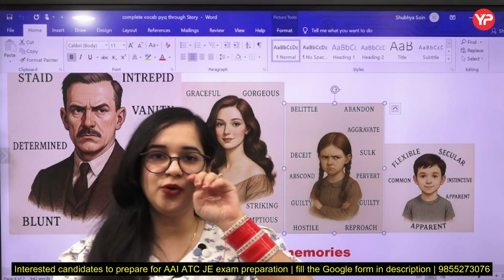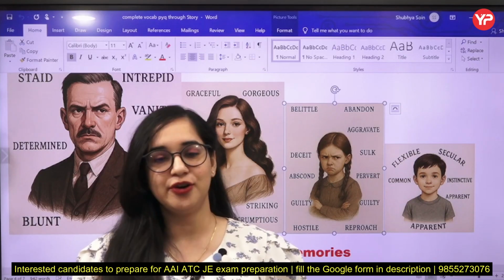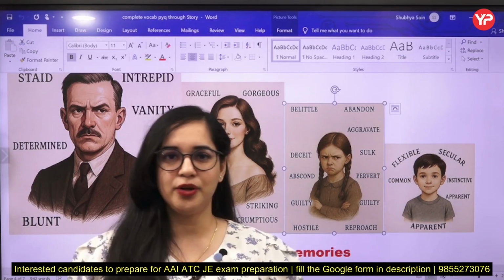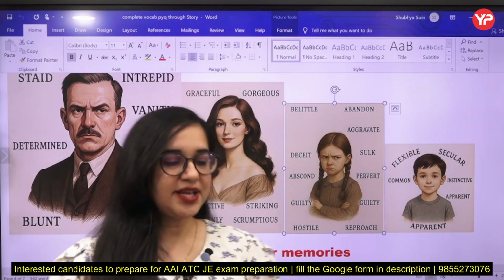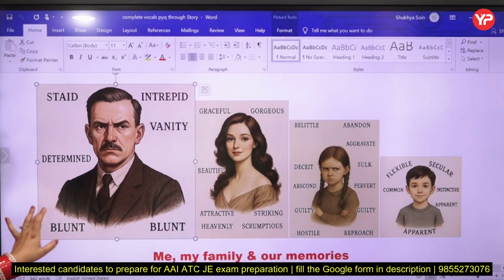And the last is you, being a person who is very flexible, who is always secular, who is very clear: whatever you want to do, you do it. So these are the 4 persons whose story I'm going to tell, and through which you are going to learn the vocabulary words of today. Just visualize these pictures.